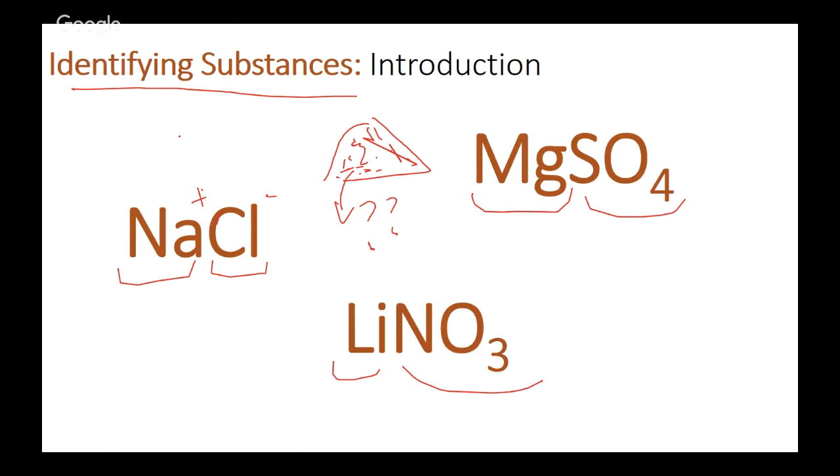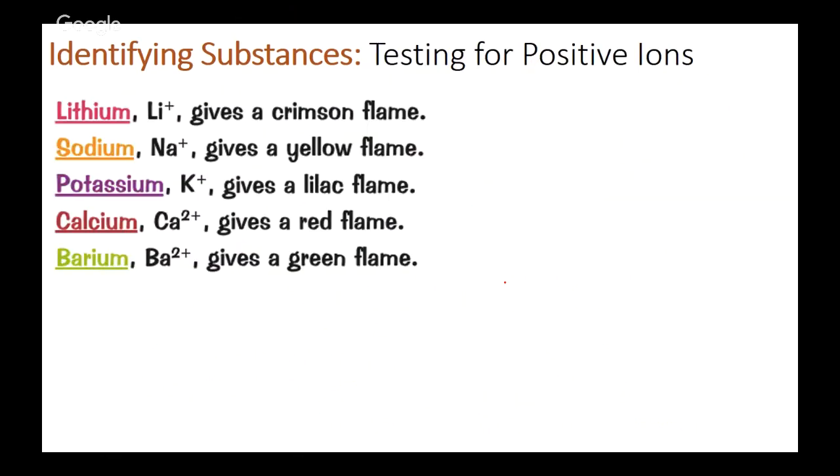Well, there's a couple of tests you need to do. You need to test for the positive ion and you need to test for the negative ion. And then once you know those two things, you're able to name the compound. So let's start by looking at the tests for positive ions. First of all, you can use flame tests. These will help us identify the following 5 that you need to know: lithium, sodium, potassium, calcium, and barium.